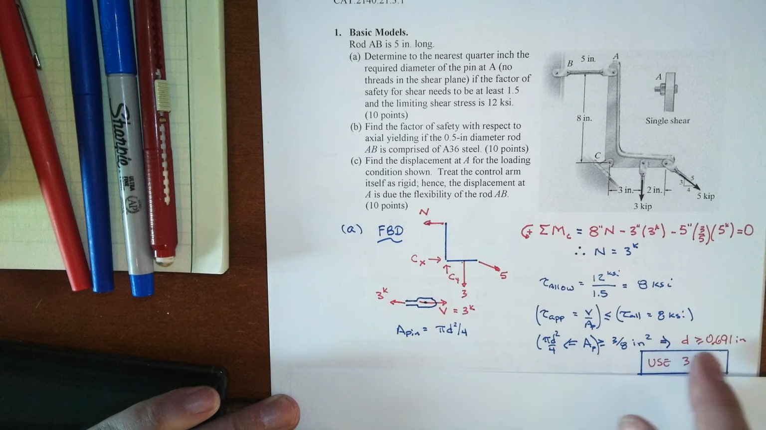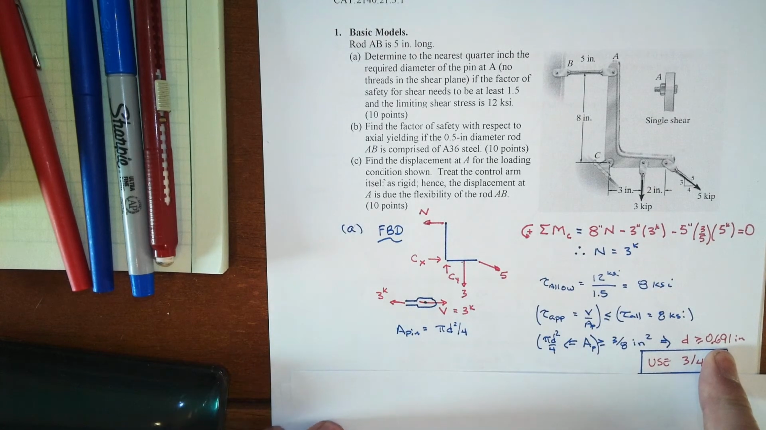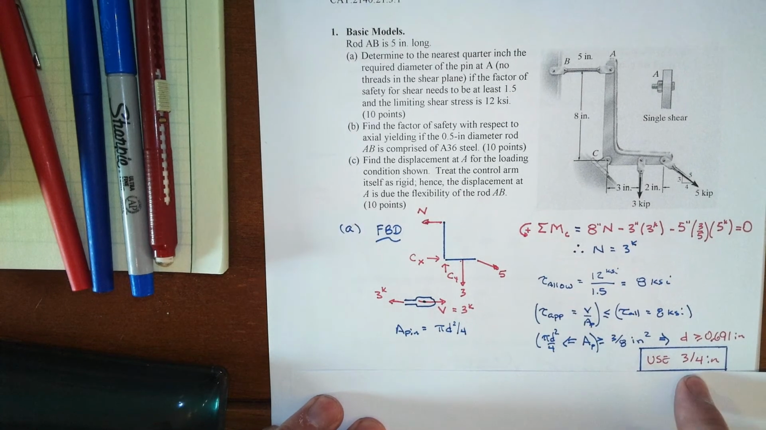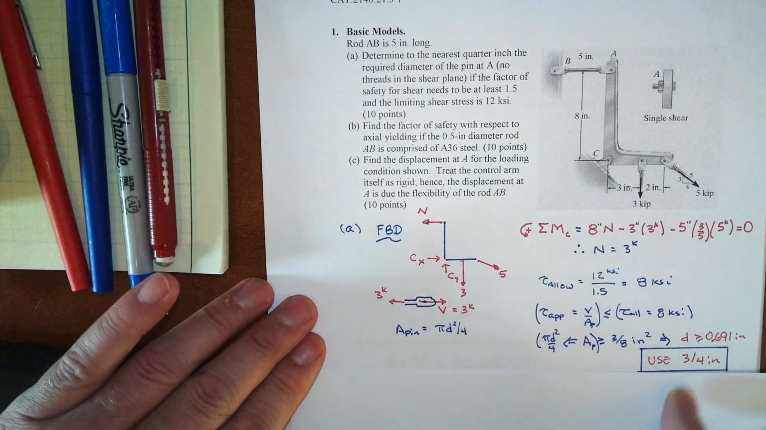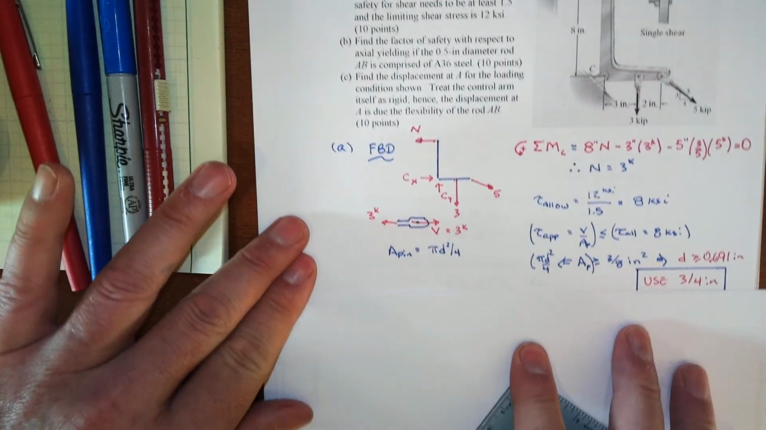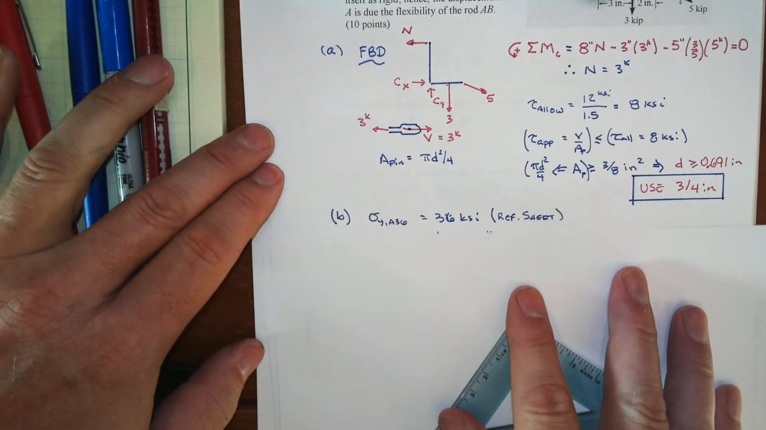We end up with an absolute minimum diameter of 0.691. I don't know what the nearest 1/4 inch is overall, rounding up, rounding down, but we can't have a smaller diameter or it won't be strong enough. So it's got to go up, in other words, to the nearest 1/4 inch. So we'll use a 3/4 inch pin for that connection.